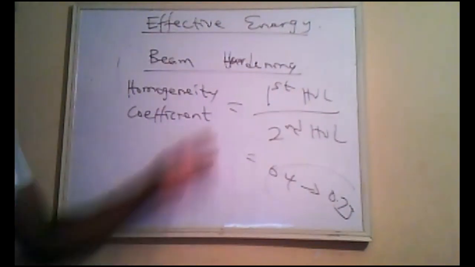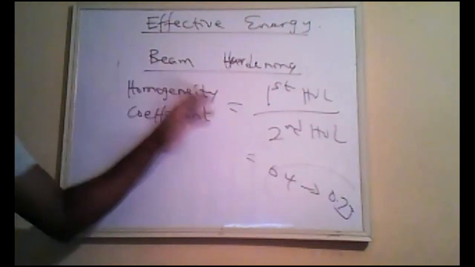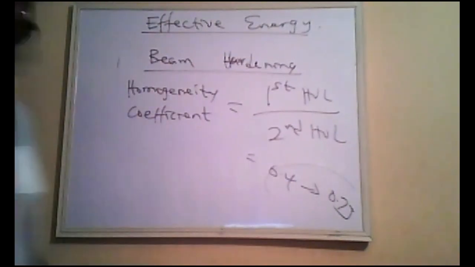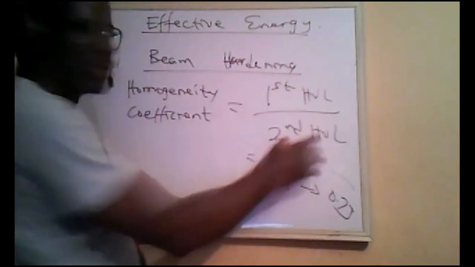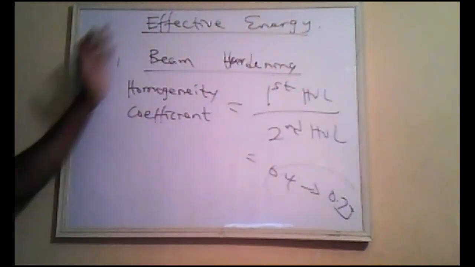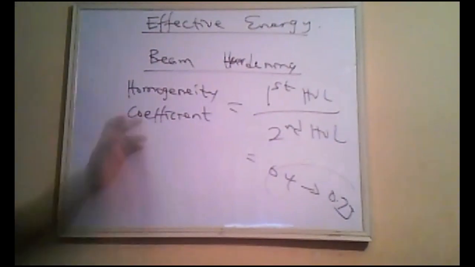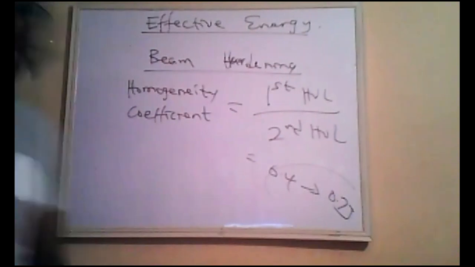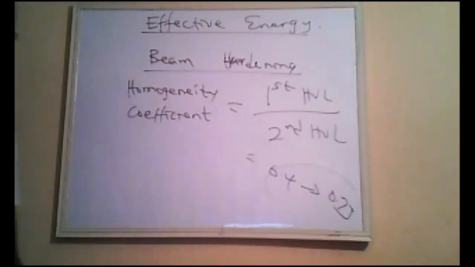But for a monoenergetic beam, the homogeneity coefficient is usually 1 because the first HVL and the second HVL are the same thing. So it will give you 1. This is usually used in knowing the nature of the polyenergetic beam, whether it has so many energy components or just a few energy components.